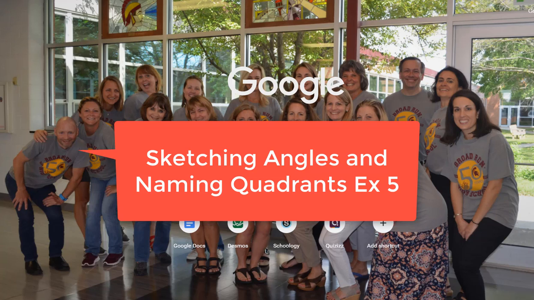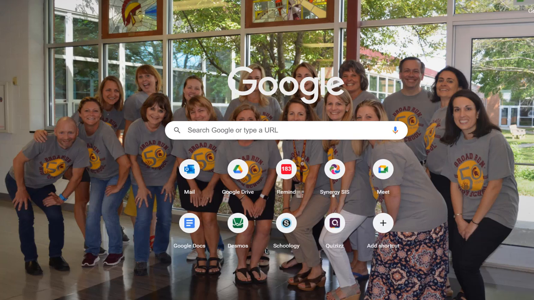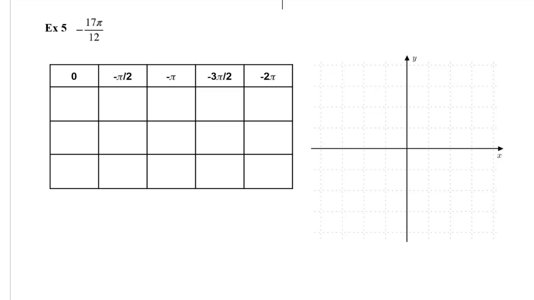Example number 5 is going to be in radians. So let's go. We've got to draw a sketch of negative 17 pi over 12. Now when we do this, there are going to be two, I'll call them magic numbers, that we're going to look for. Now in your chart, notice that we're dealing with negative angles.